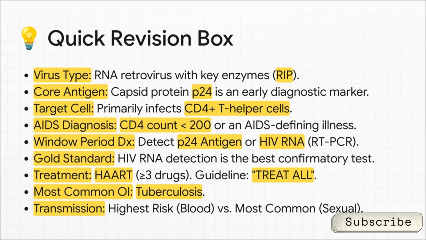Remember, it's an RNA retrovirus with RIP enzymes. P24 is your key early antigen. The target cell is the CD4 T-helper cell. AIDS is defined by a CD4 count less than 200. In the window period, you look for P24 or HIV RNA. The gold standard test is RT-PCR. The treatment is HAART, and the guideline is treat all. The most common OI is TB. And finally, don't confuse the highest risk of transmission, blood transfusion, with the most common route, sexual contact.